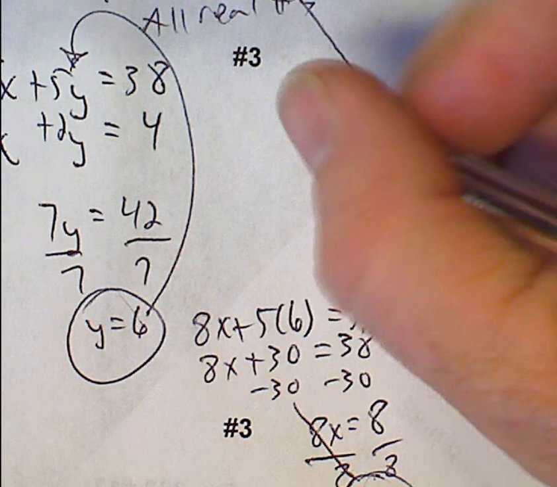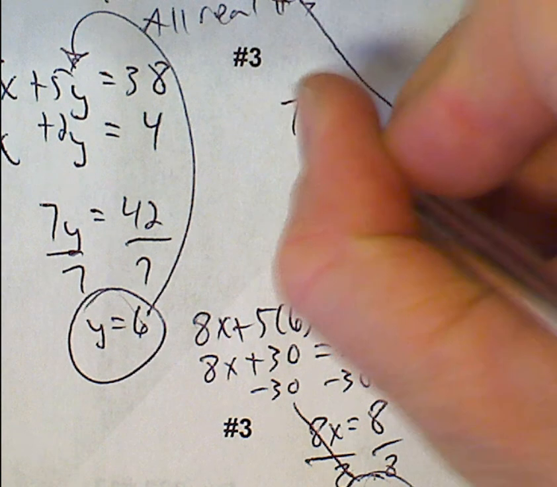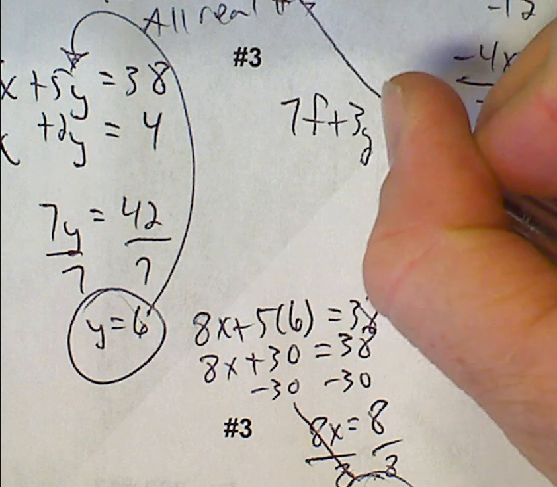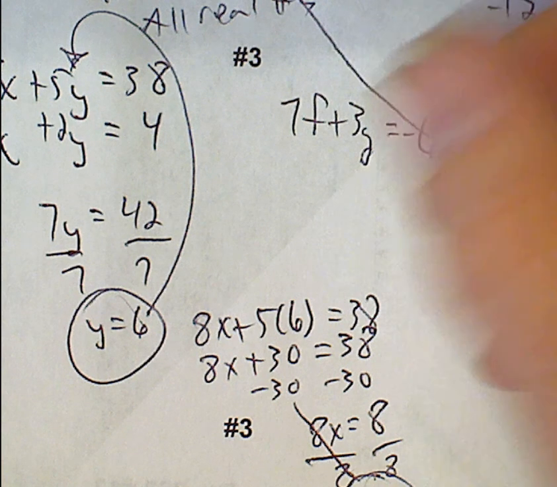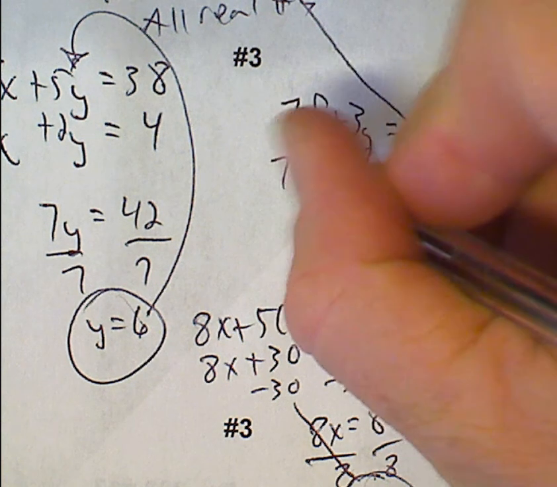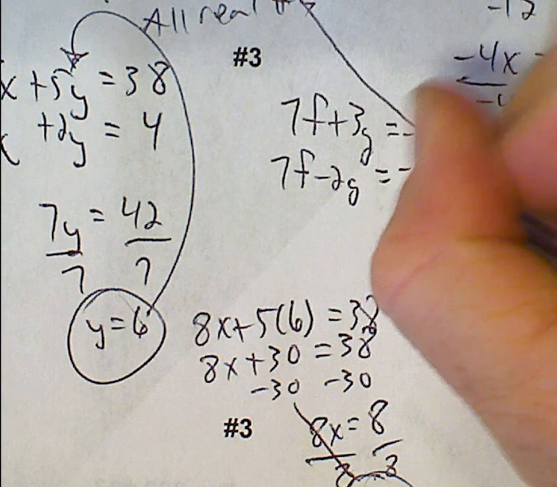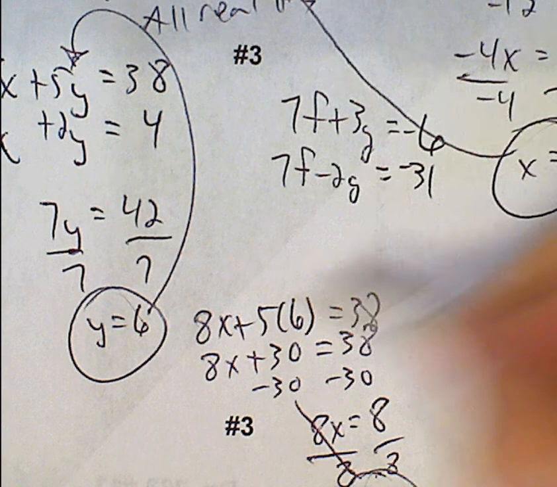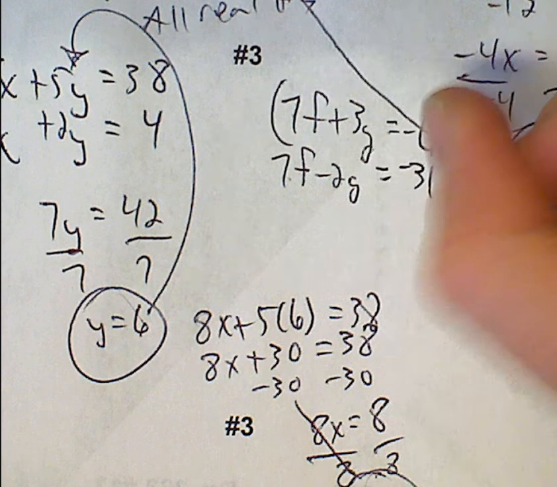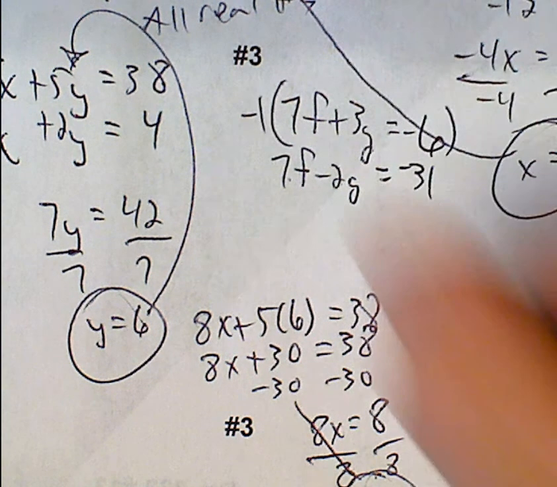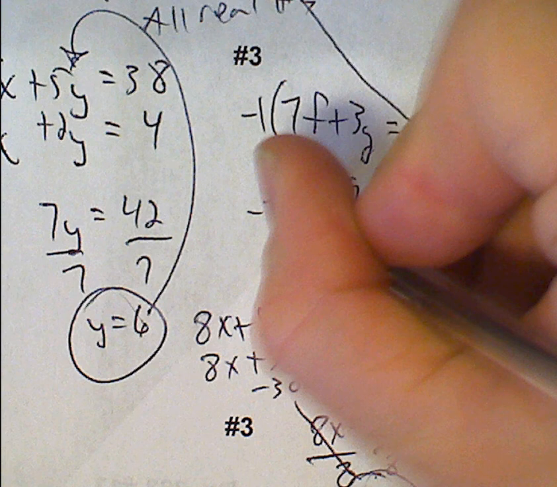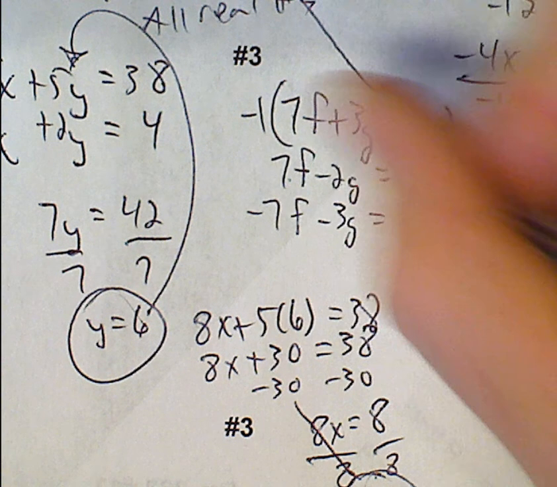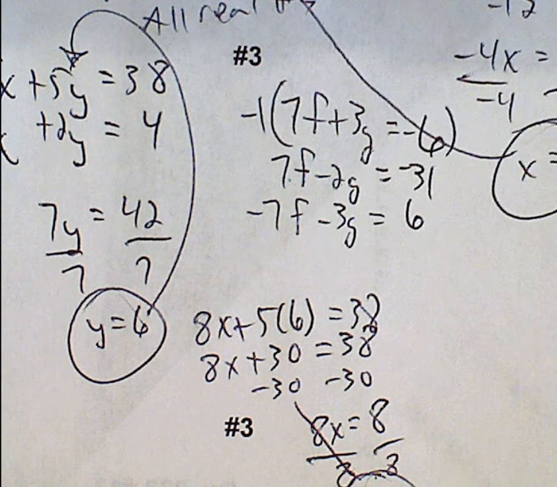Number 3, 7f plus 3g equals negative 6. 7f minus 2g equals negative 31. I like the 7 and 7. I'm going to multiply this by negative 1. That gives me negative 7f minus 3g equals positive 6.